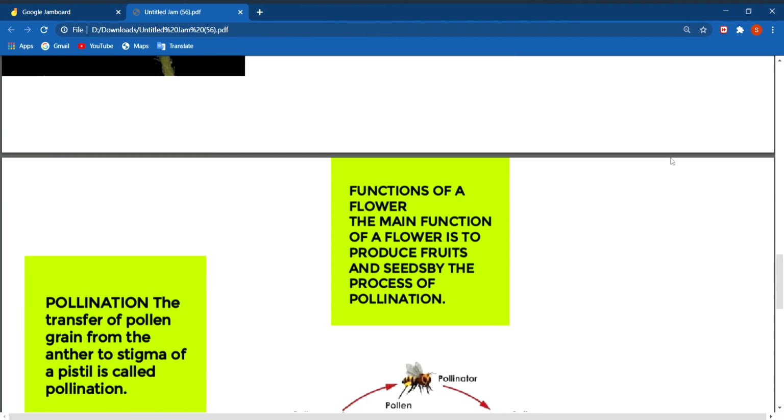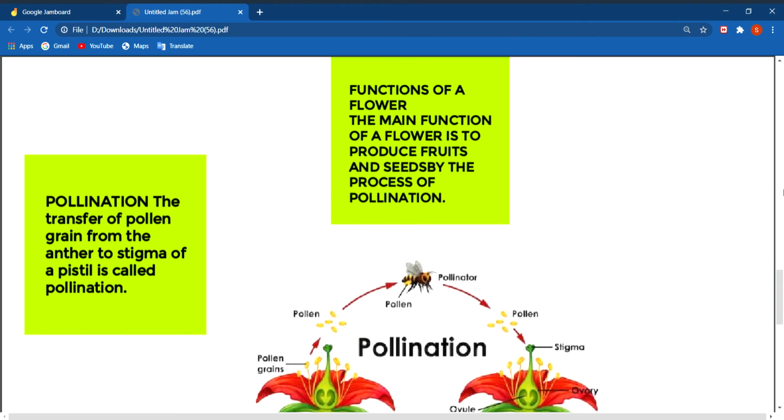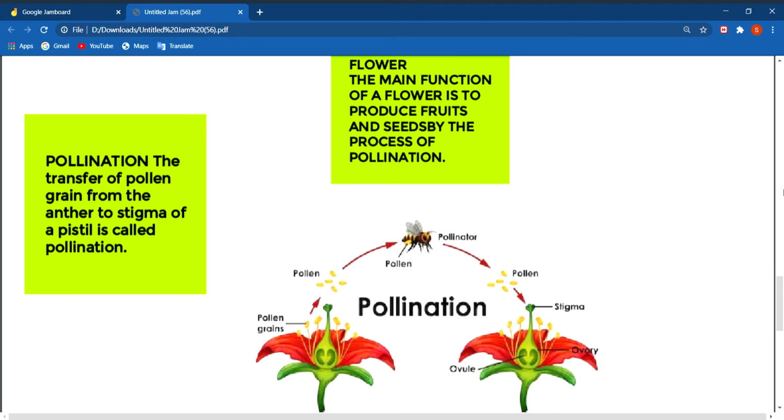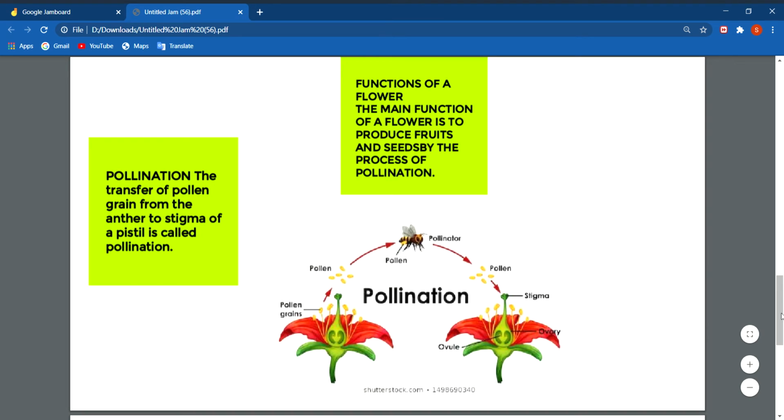Now, as I told you, flowers are colored to attract insects for pollination, and that is the main function of a flower also, to help in pollination and to produce fruits and seeds. Now, what is pollination? The transfer of pollen grain from an anther to the stigma of a pistil of the same flower or another flower is called pollination. Pollination is done by insects, wind or water.